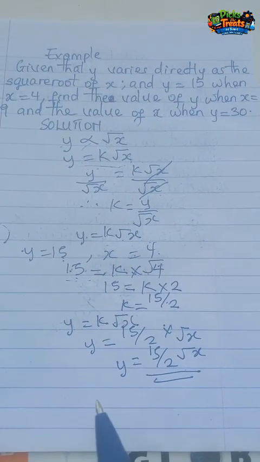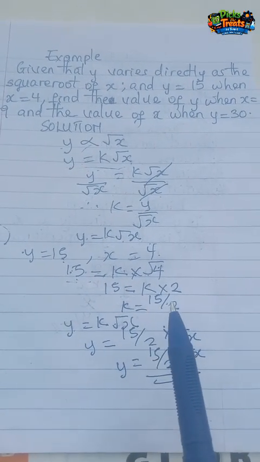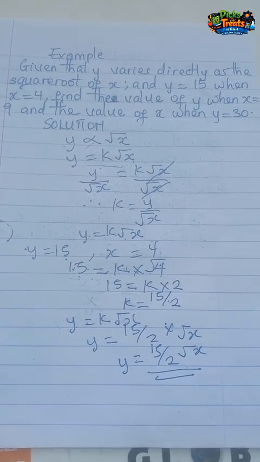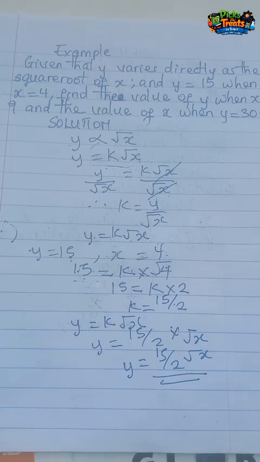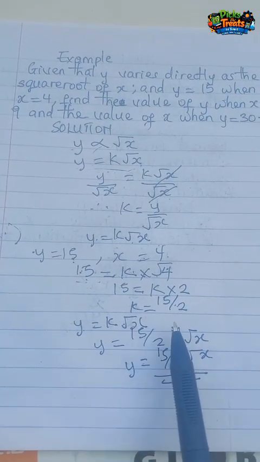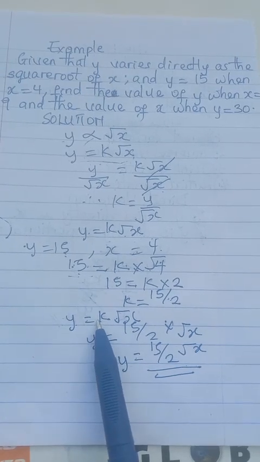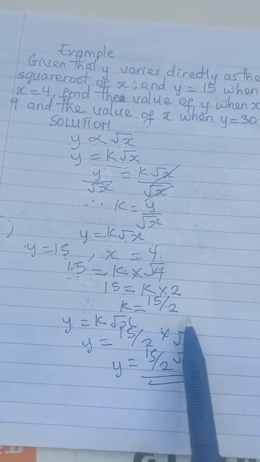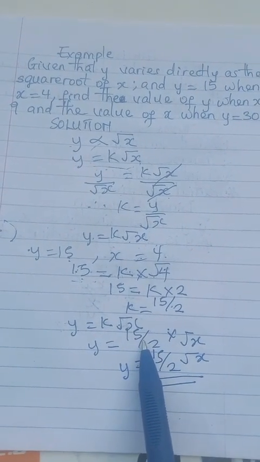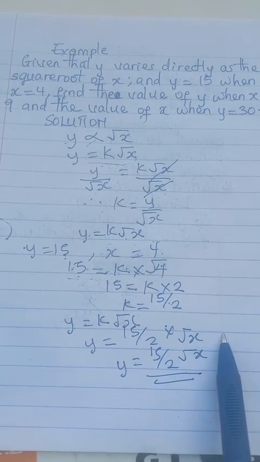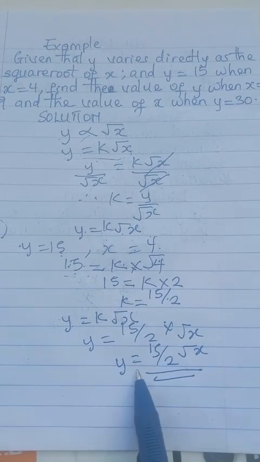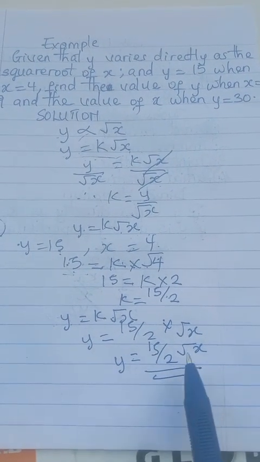Since we've gotten our k, which is now 15/2, let's get the formula connecting y and x. We write the formula y is equal to k square root of x. Place the value of your k, 15/2. So y will now be equal to 15/2 times the square root of x. Therefore the formula connecting y and x is y equals 15/2 square root of x.